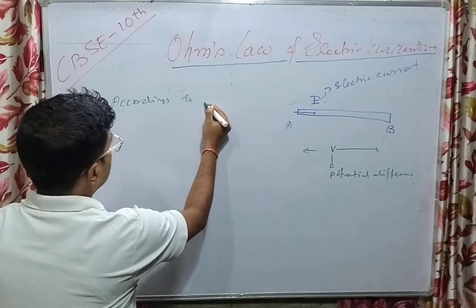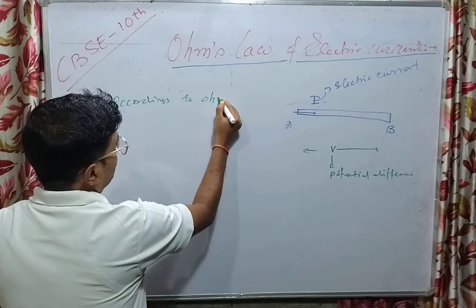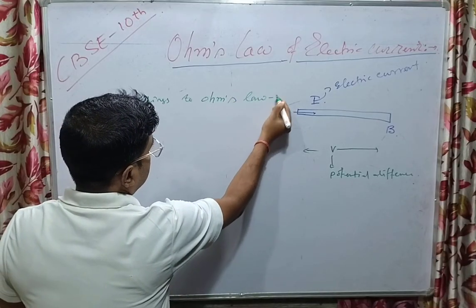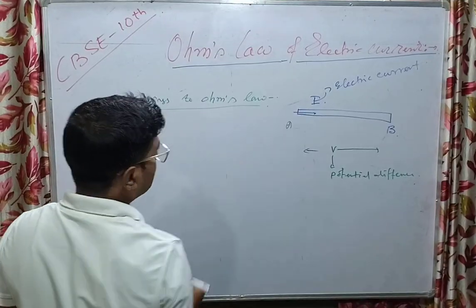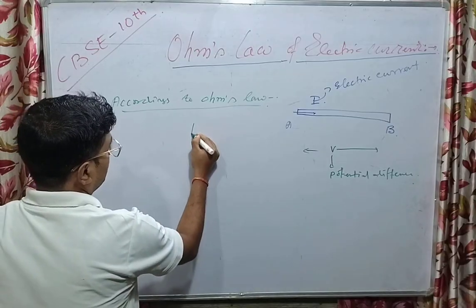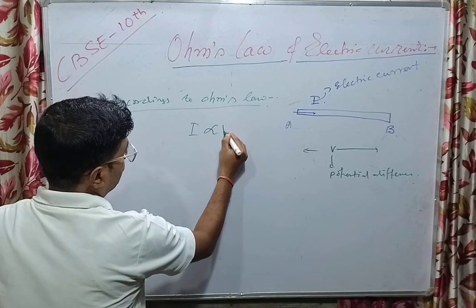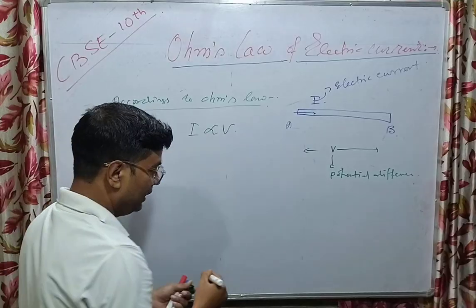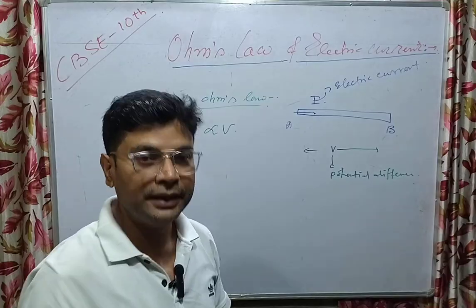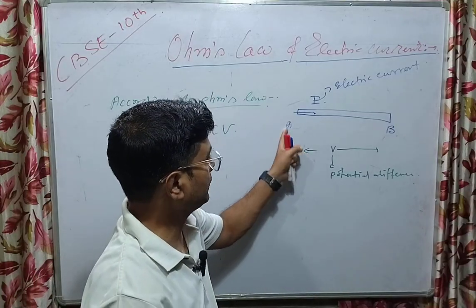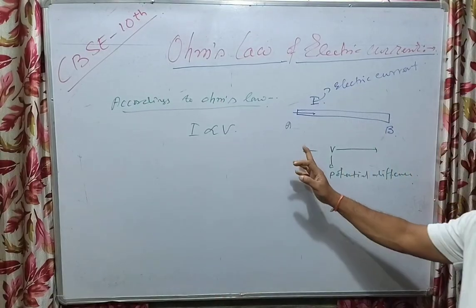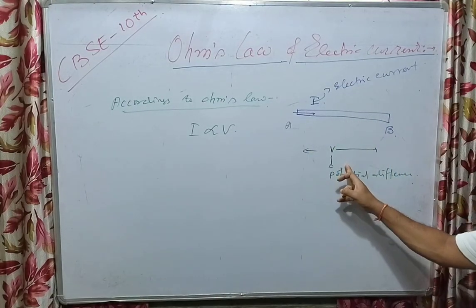according to Ohm's law, what does it state? It states that current is directly proportional to potential difference. Electric current through the conductor AB is directly proportional to the potential difference between these 2 points.